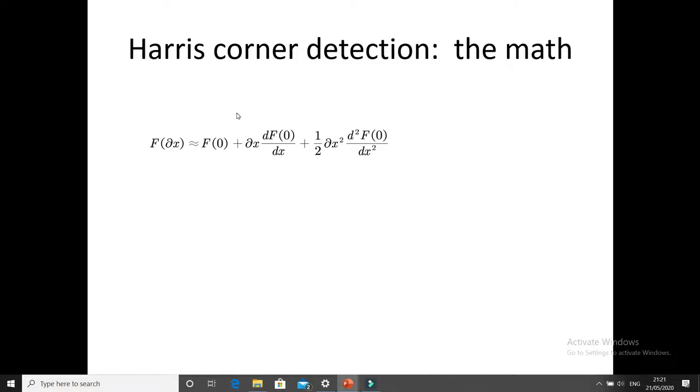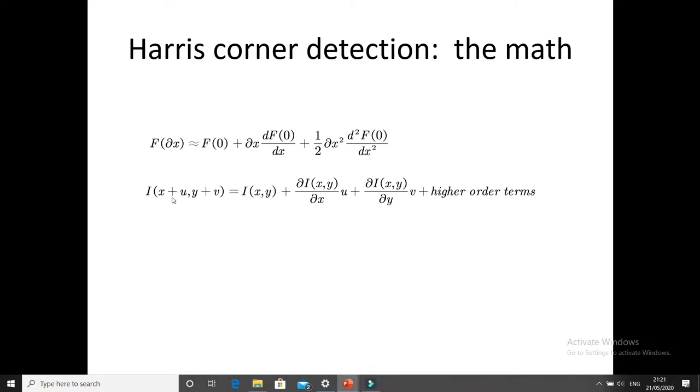This is the value of the function at 0 plus the first derivative times delta x plus the second derivative times delta x squared, a half of that. This is the second order value, and this is the Taylor expansion. And for an image, because it will be in 2D, we're going to write that out for this expression in this way.